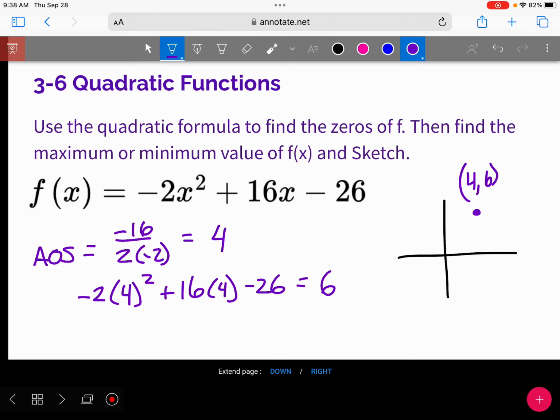Is this going to open up or down? Down. How do we know that? A is negative. What's our y-intercept? Negative 26. We know that from here. It's our C. C is always your y-intercept. Swoop. Swoop. It's a parabola.